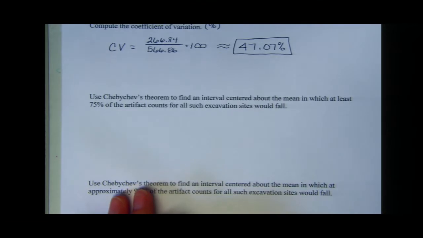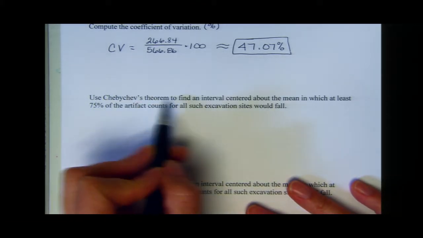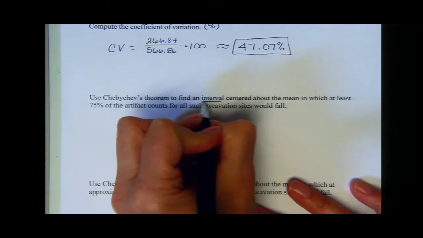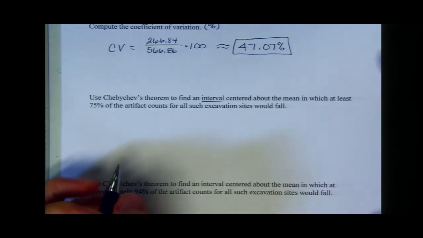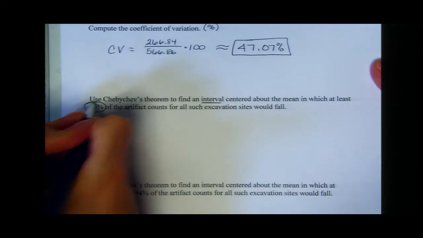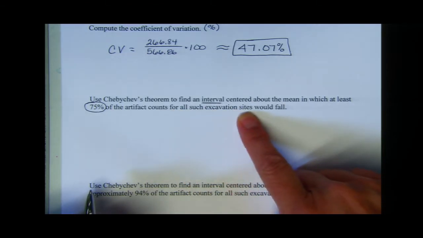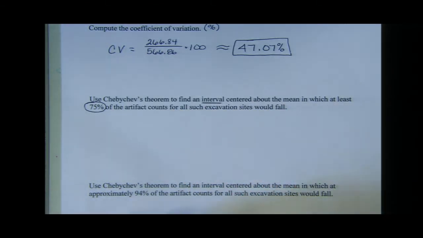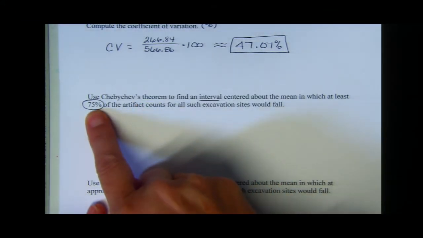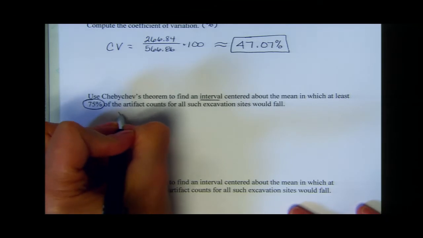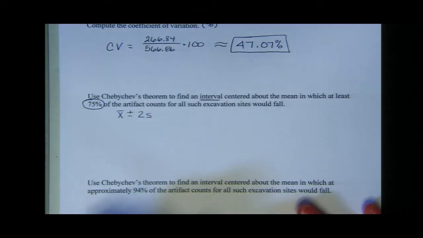All right, now we're going to apply Chebyshev's theorem. Use Chebyshev's theorem to find an interval, which means we're going to find 2 numbers centered about the mean in which at least 75% of the artifact counts for all of the such excavation sites would fall. All right, here's what you need to pull out of here. Chebyshev's theorem, 75%. That tells me that it falls within 2 standard deviations.